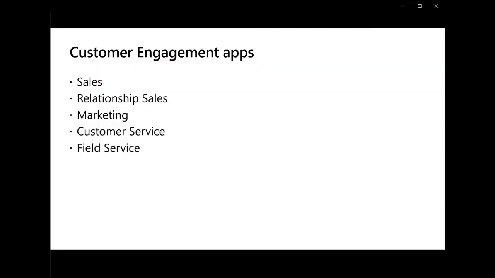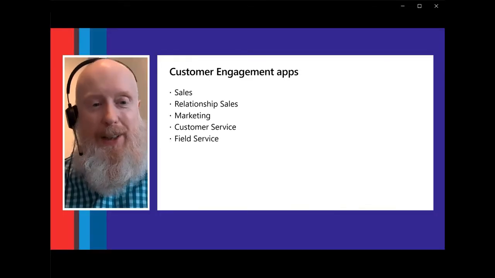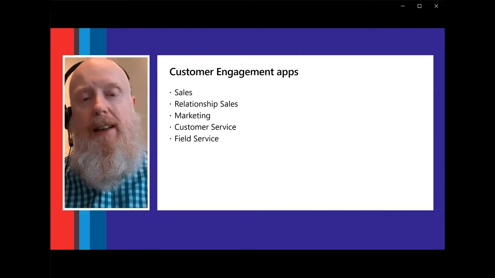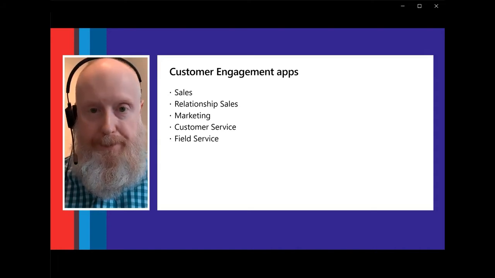Let's start looking at the customer engagement apps to begin with. I've got 5 listed down here. We'll just go through these and just give a little summary of what they're capable of. I haven't got that long. I could easily spend days on each of these. There's lots of functionality here that you will find interesting, but let's just summarize what they are so you get an idea of what they're capable of.